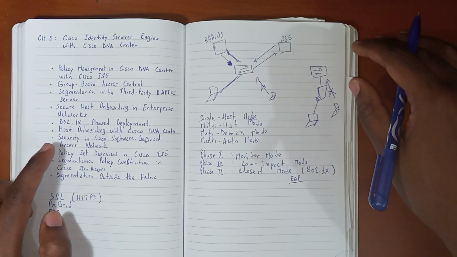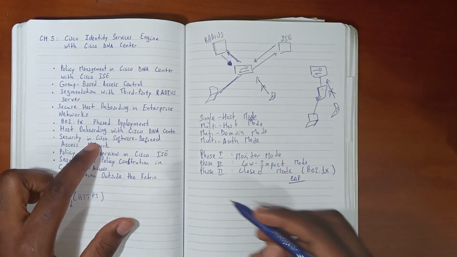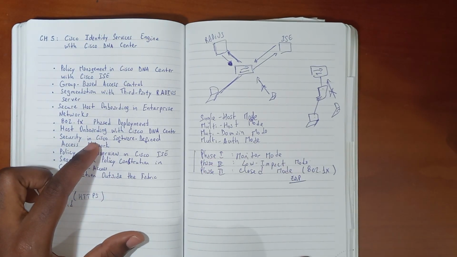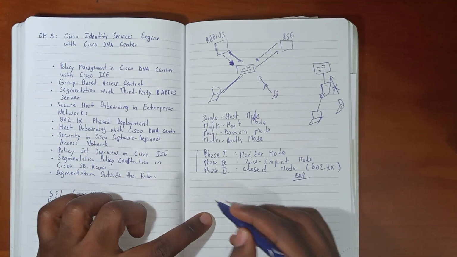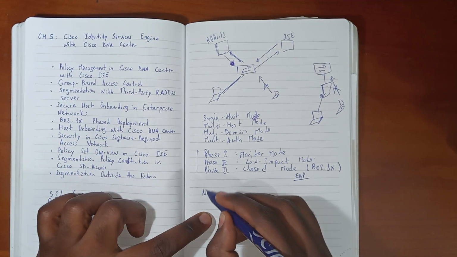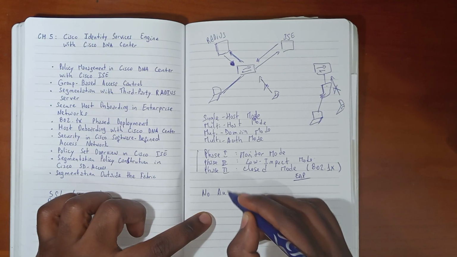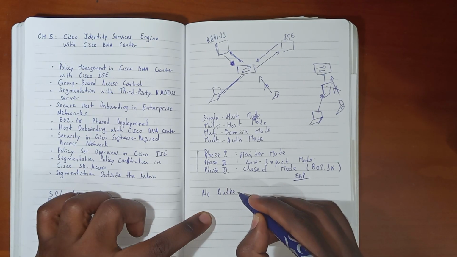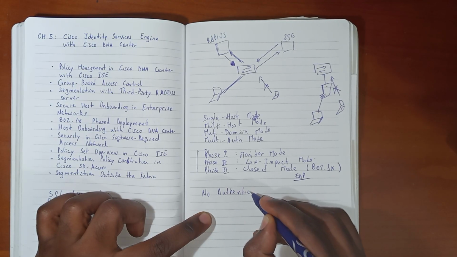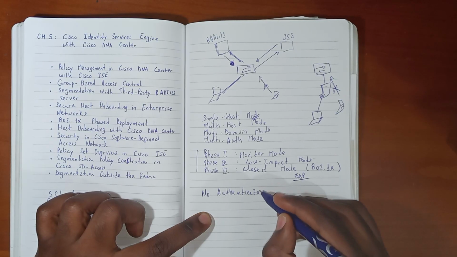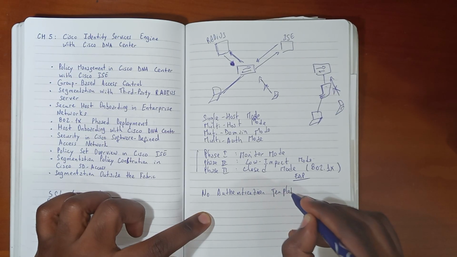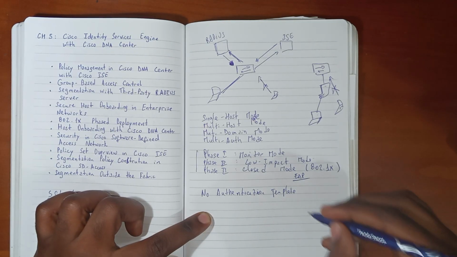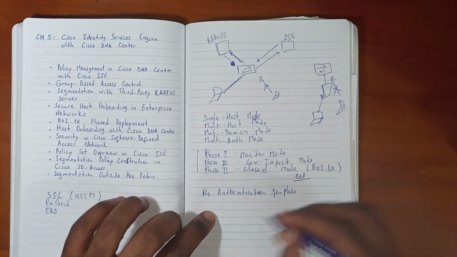Host onboarding is also related to the phased approach. But here in host onboarding, we can have three methods, three templates that we apply. The first one is the no authentication template. There is no template and there is a specific VLAN associated to the port.